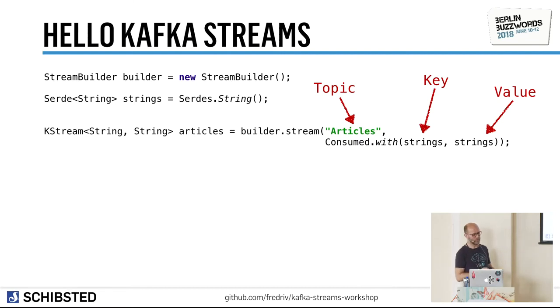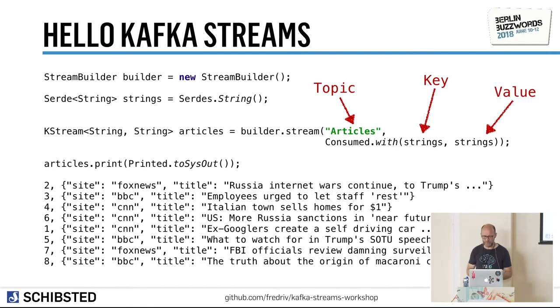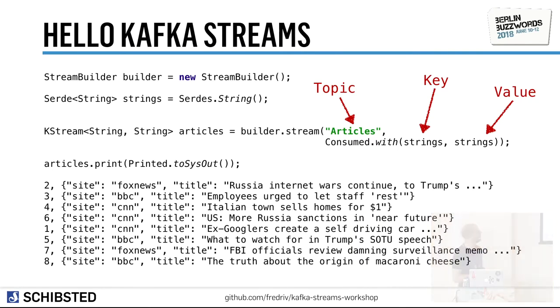And okay, since this is a hello Kafka Streams example, what do we do with it? We print it out to standard out. And this will show something like this. So here you have the keys, comma, the values. As you can see, the keys are not in order, because they are spread across multiple partitions. In this case, I have only one consumer, so it will consume all the different partitions, but it will receive a random ordering between the partitions. So that's why you don't see 1, 2, 3, and so on here, but you'll have the events coming from the different partitions interleaved.